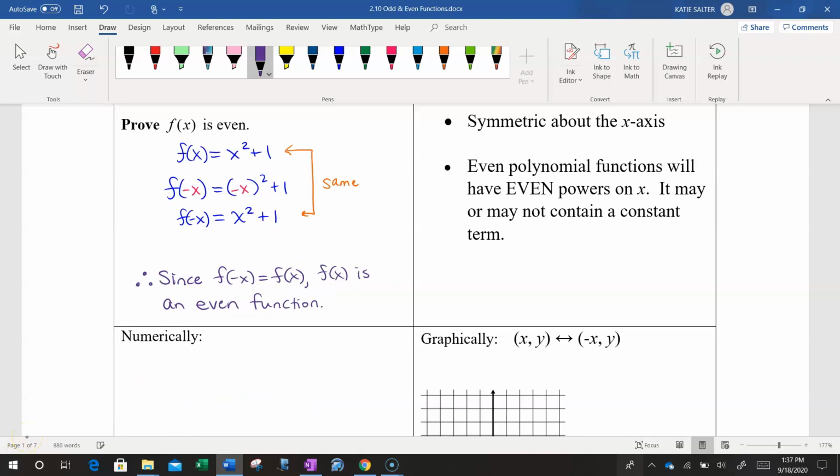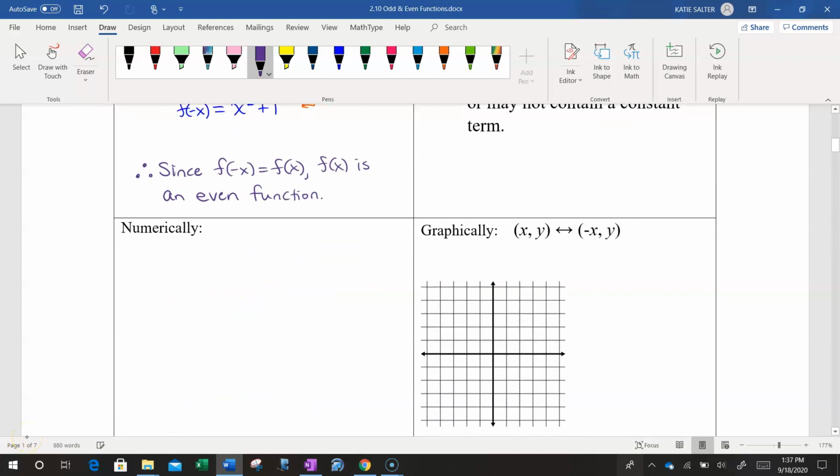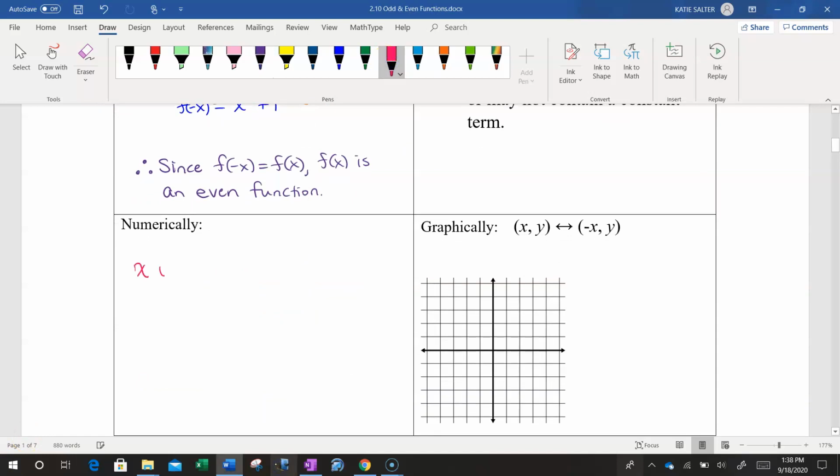So let's look at it numerically. When we're looking at it numerically, what happens is for every point that you have on the function, let's say we call it (a, b), we also have the point (negative a, b). And again, that's because if we substitute x in, we get the same range value as if we substituted negative x in. So let's look at the points on the function f of x equals x squared plus 1.